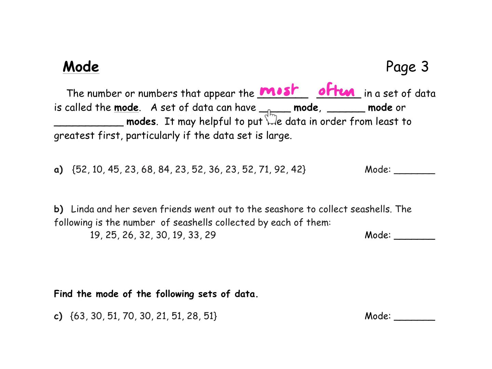A set of data can have no mode, one mode, or many modes. It may be helpful to put the data in order from least to greatest first, particularly if the data set is large. So we're starting out with a large set of data, and I am going to go ahead and put the data set in order, which is also going to help us later on when we're looking at the mean.